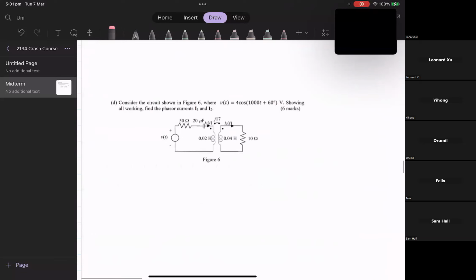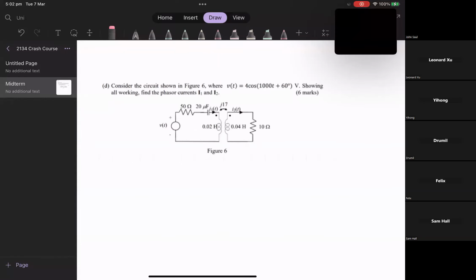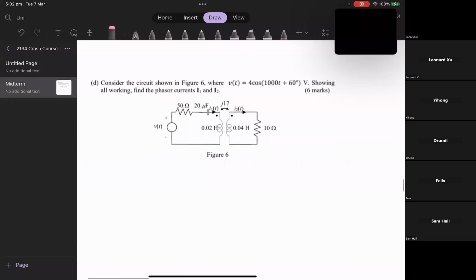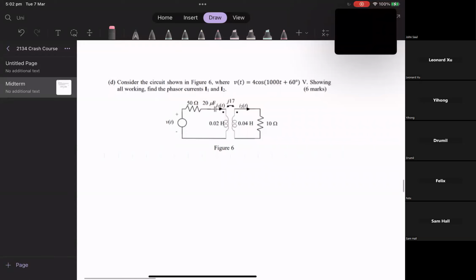So have you covered mutual inductance yet in lectures? We might touch on it just this week. Okay, so this question involves mutual inductance. It's not a transformer question. Have you done transformer questions? No. Okay, that's fine. I'll just cover this mutual inductance question, which should be fresh in your minds then.